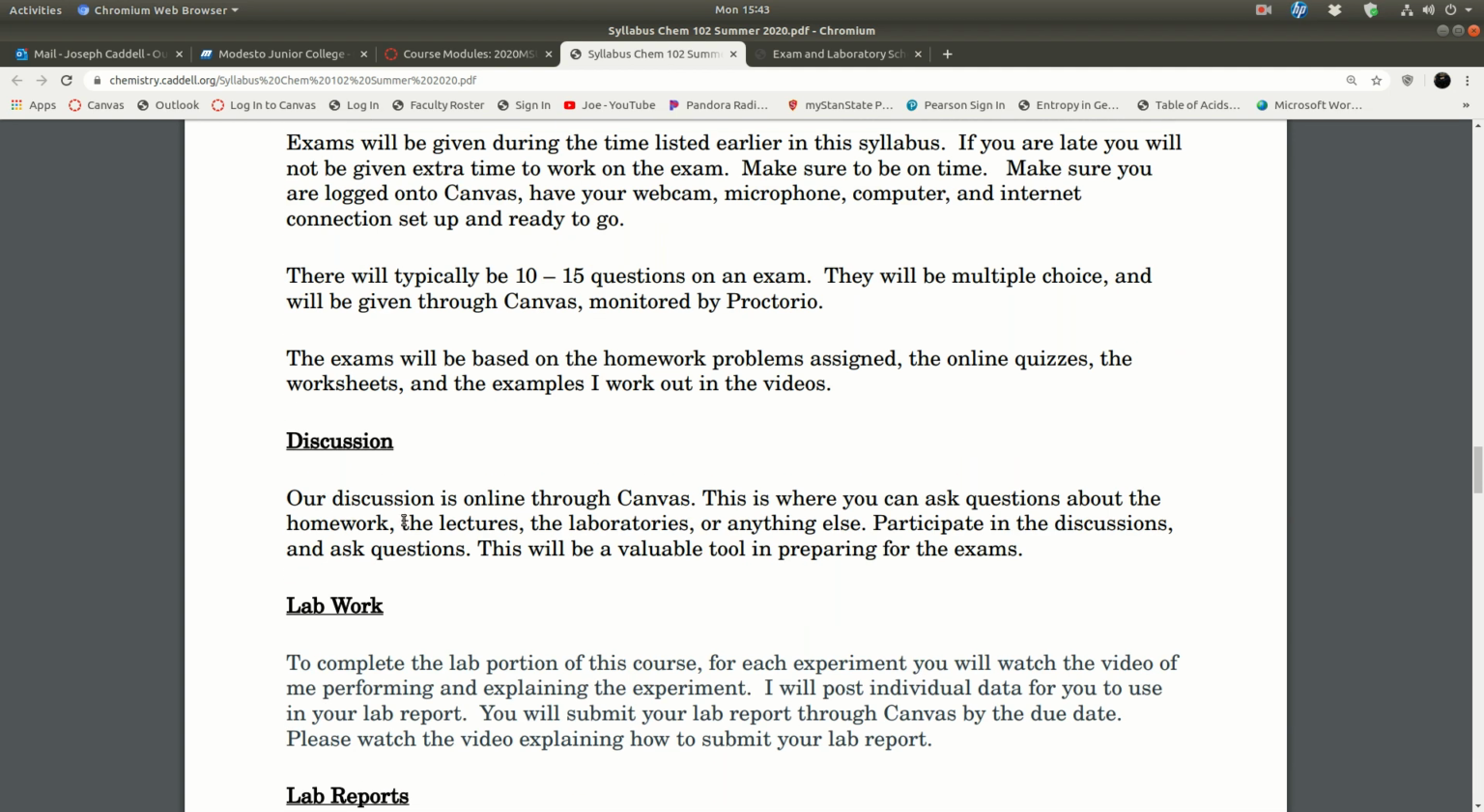Discussion. Okay, so I'm going to show you guys the discussion link. This is particularly important for a course like this where it's entirely online. It's really important that you have some way of asking me questions. And chemistry questions are just extremely difficult to talk about through regular email or messages.